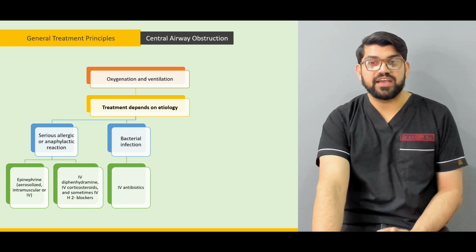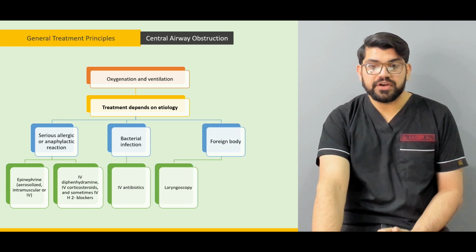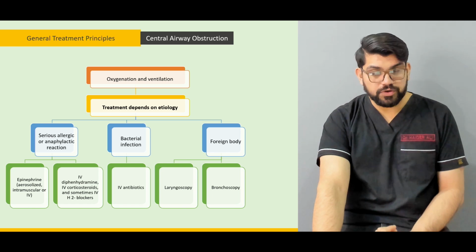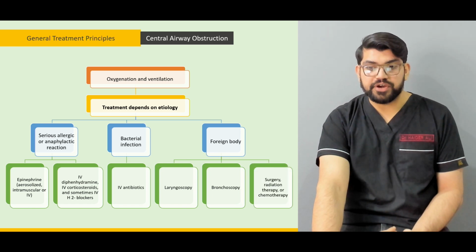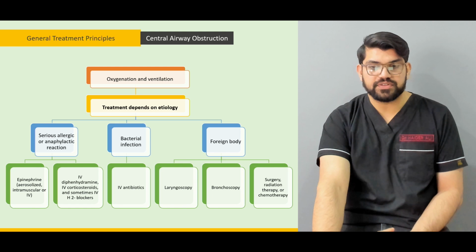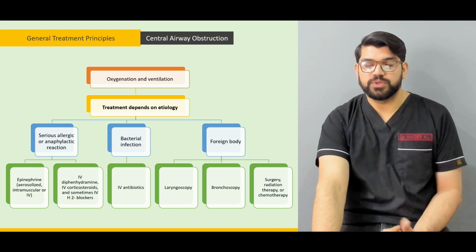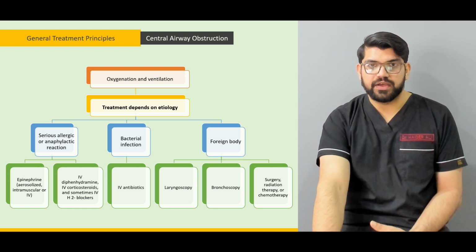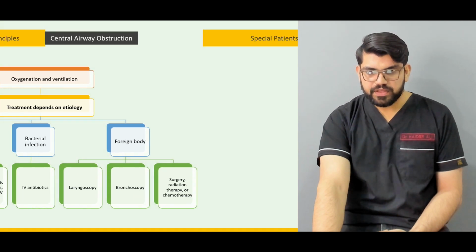For bacterial infections, IV antibiotics. For a foreign body, laryngoscopy if required, bronchoscopy if required, and radiation therapy or chemotherapy if required due to a tumor or a mass in the airway, in the central airway.